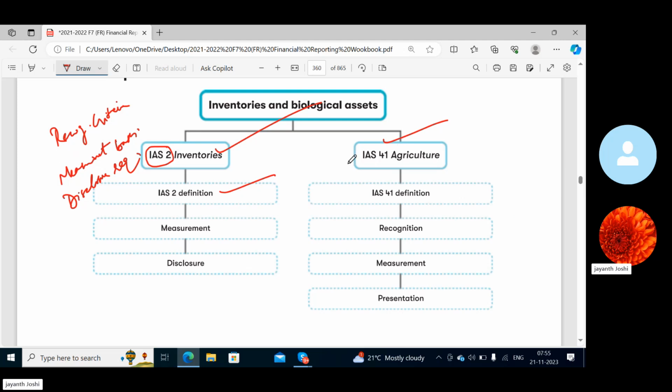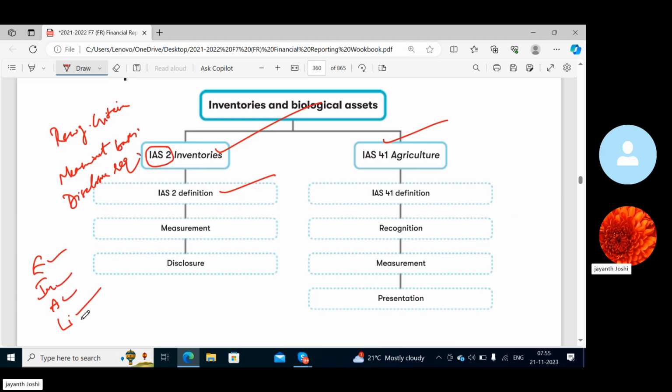Same thing goes with IAS 41: how to recognize something as an agricultural product, and what the recognition criteria should be. As I always tell you, we say that inventory is an asset, right? Why do we say inventory is an asset? Because inventory satisfies the definition of an asset. That is always the recognition criteria for anything to be shown in the statement of financial position or statement of profit or loss. Because we know there are four things: expense, income, asset, liability. There are definitions for all of these.